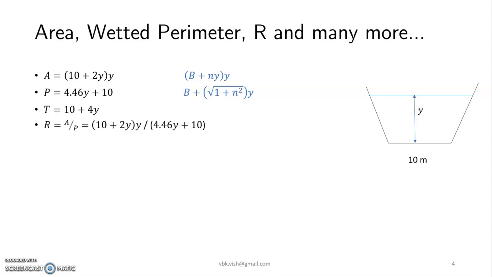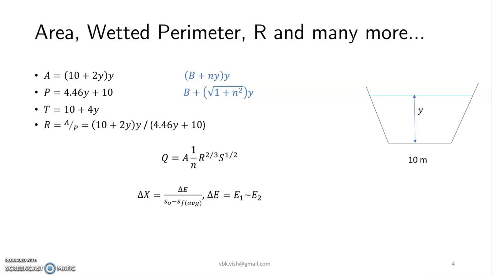The top width is 10 plus 4y. Now we calculate R, the hydraulic radius, with the help of area and the wetted perimeter. We substitute the values for area and wetted perimeter here. The discharge Q equals A into 1 by n R to the power 2 by 3 S to the power half. The classical Manning's equation is utilized to calculate initially the value of y naught and later Q at the given cross sections.